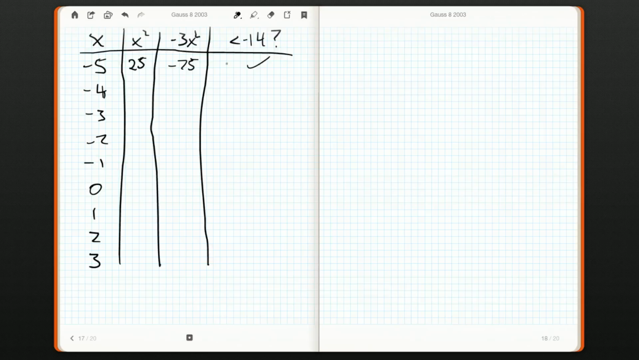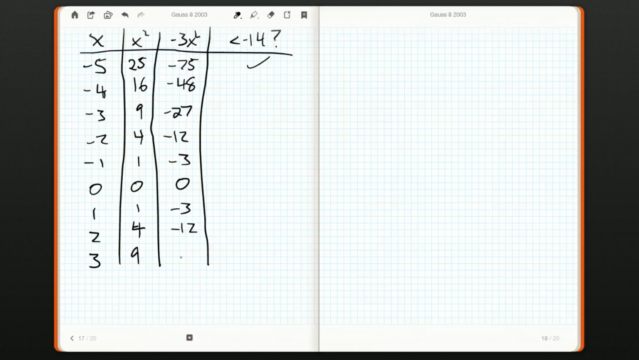75 is greater than 14, but when you start doing negatives, things flip around. So we have 16 here, 9, 4, 1. This is great practice. Do I know my squares? So -3, what's 3 times 16? That's 48. So we're looking at -48. Here we've got -27, -12, -3, 0, -3, -12, -27.